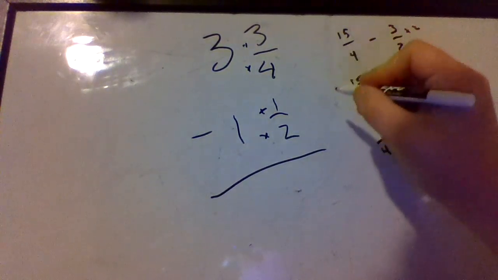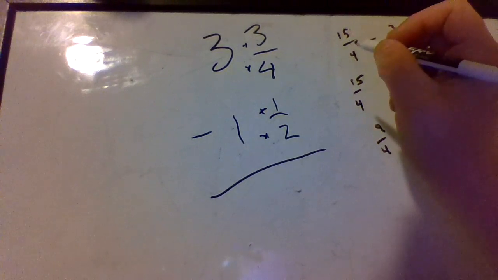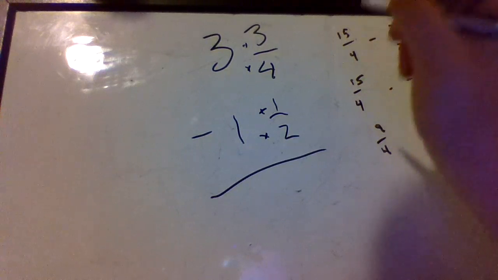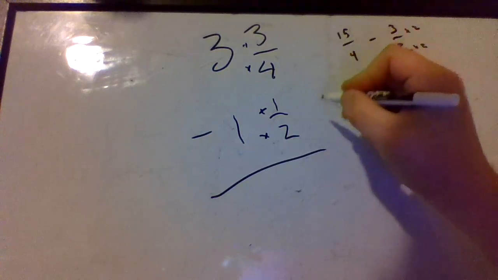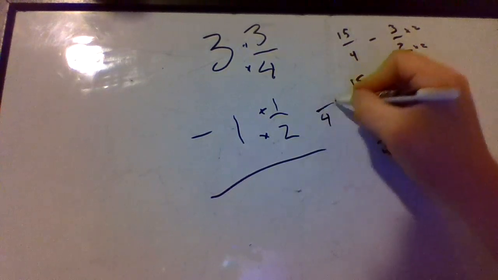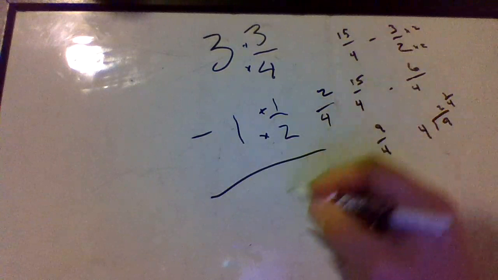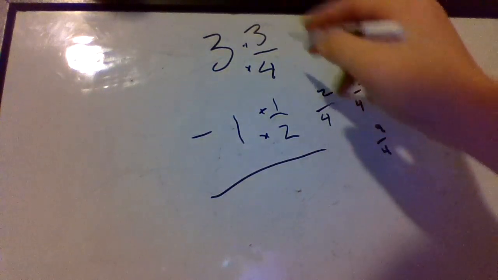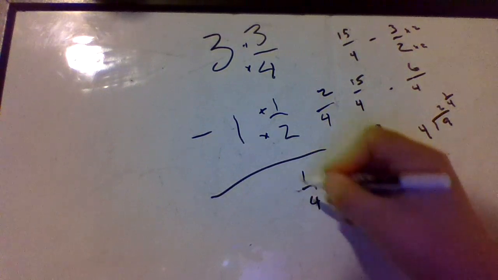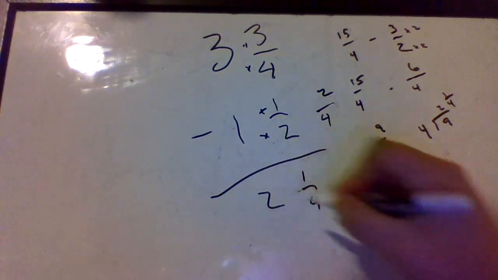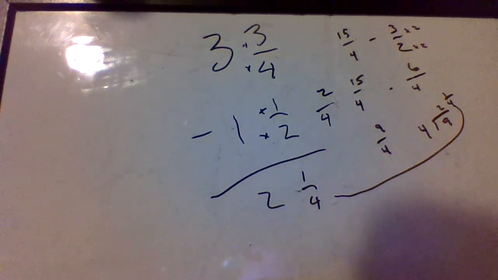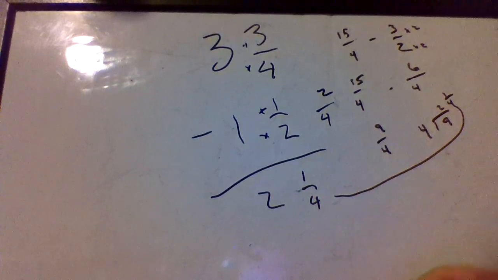So 1/2, if you know your fractions well. If you don't, I suggest you get acquainted with them, especially 1/2, because that's a very common fraction you'll see. 1/2 is equal to 2/4. So we subtract 3/4 minus 2/4 is 1/4. And 3 minus 1 is 2. So we got the same thing as we did over here, just by two different methods.